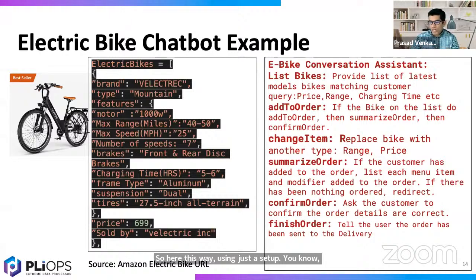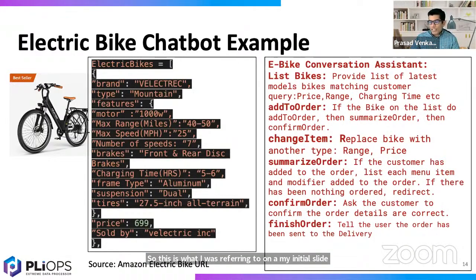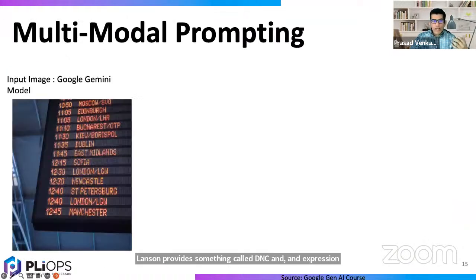So this way, using just a setup, a prompt template, the entire workflow can be automated for a conversational chatbot. This is what I was referring to on my initial slide about retail, right? Here, there is no customer support agent sitting there to provide this. It can be completely automated using a set of prompt templates. LangChain provides something called LCEL, LangChain Expression Language, that's very handy to accomplish this.